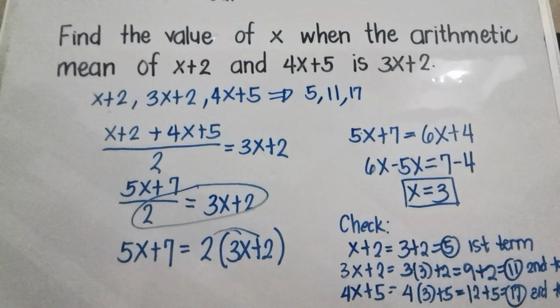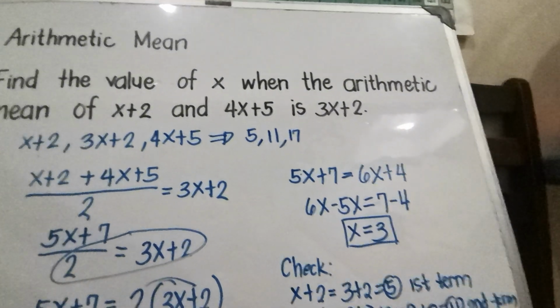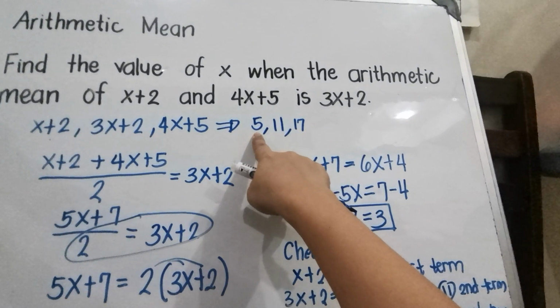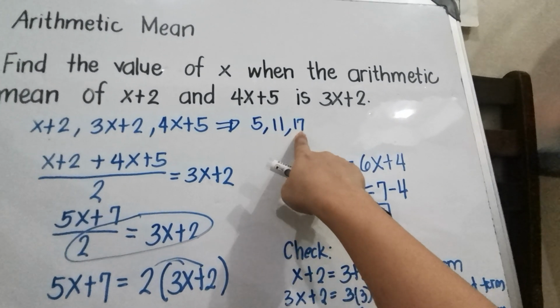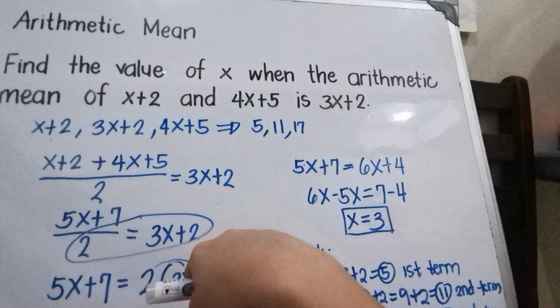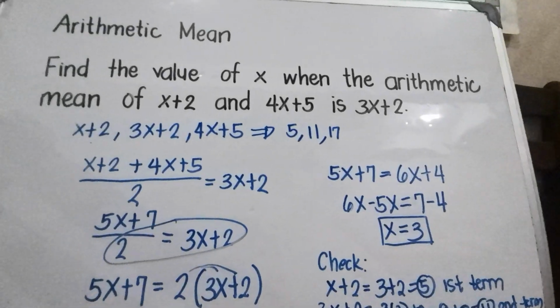So take note that an arithmetic sequence has a common difference. So 11 minus 5 is 6, and 17 minus 11 is 6. Therefore, it has a common difference, which is 6. So our answer is correct.